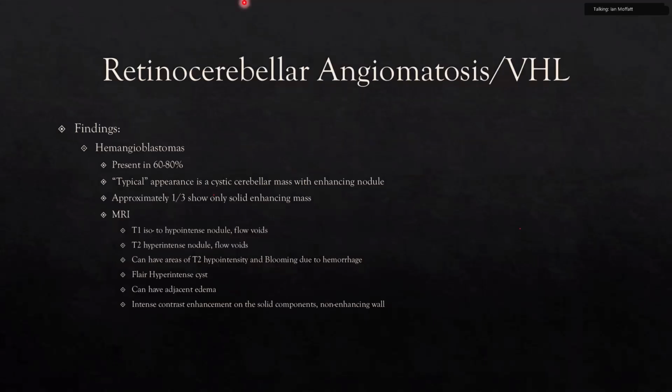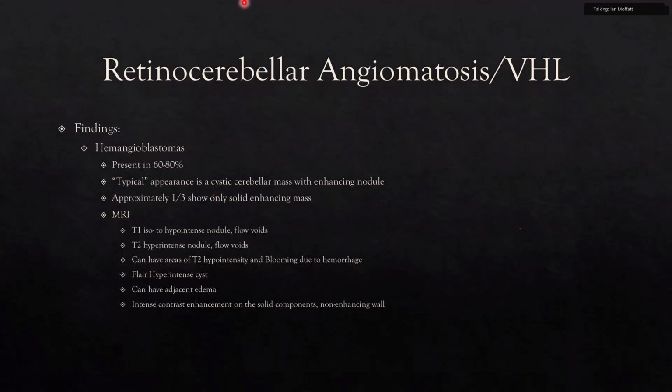So our typical hemangioblastoma findings, they're present in 60 to 80% of the VHL patients. The typical appearance is a cystic cerebellar mass with an enhancing nodule. Looks just like your pilocytic astrocytoma in peds, typically a little bit older age group. Approximately 1/3 will show only a solid enhancing mass.